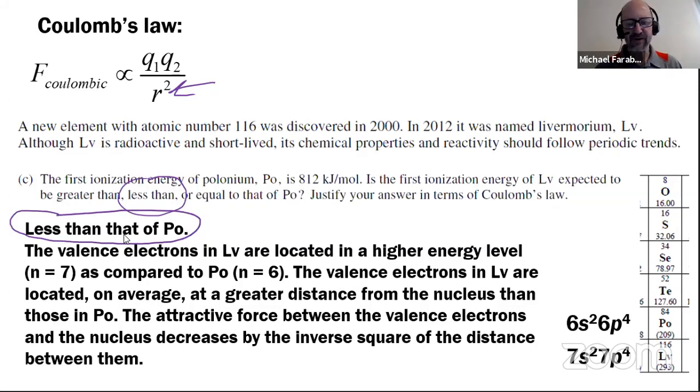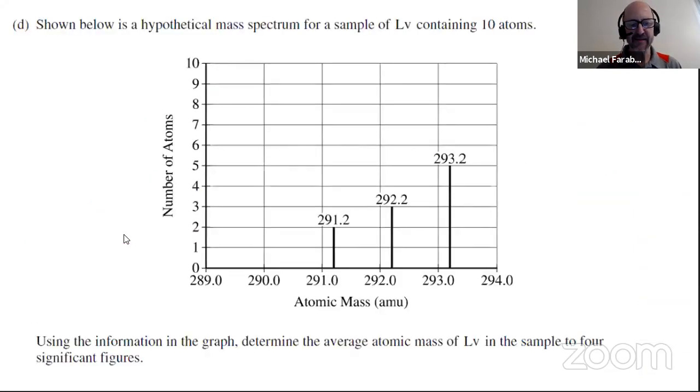All right, there was a part D to this question. Let's take a look at it. This is a mass spectrum, and there are 3 isotopes of Livermorium featured in this question. At the top of the little bars in the bar graph, these are the mass numbers. On the vertical axis, we have number of atoms. It's a sample of 10 atoms. So if I'm going up to 2, that would be 20% of the total. If I'm going up to 3, that would be 30%. And then going up to 5, that's 50%.